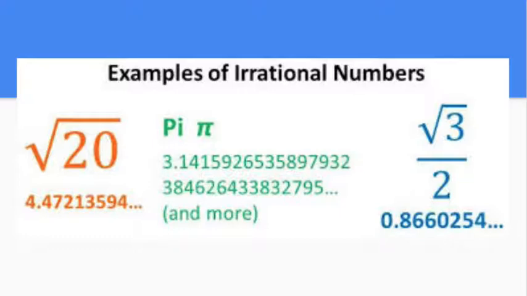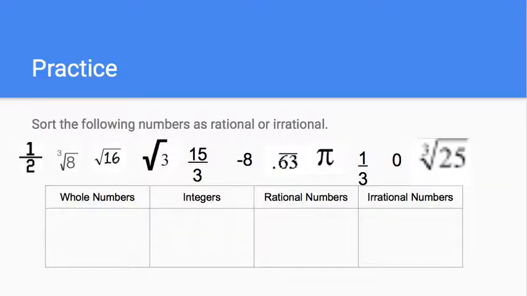And finally, even though this last one, the square root of 3 over 2, is a fraction, the square root of 3 is an irrational number. It does not come out to be a perfect square. So we would say this entire thing is irrational. So we're going to look at these and we're just going to practice sorting.